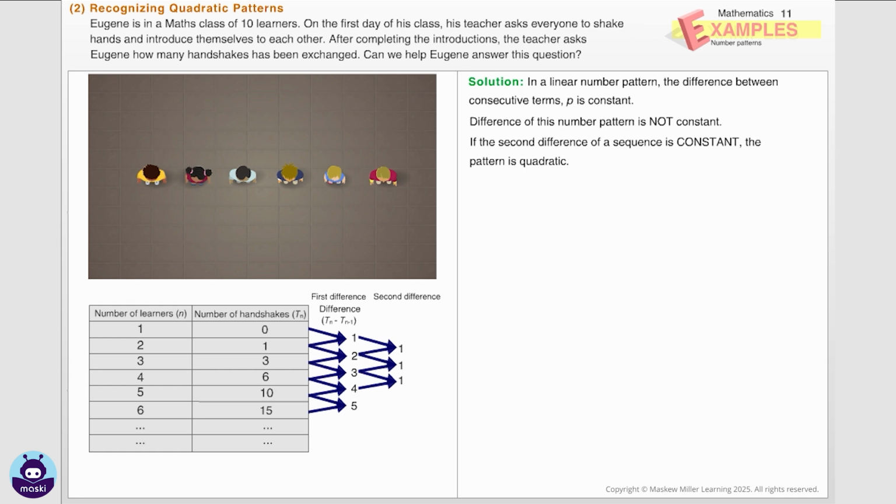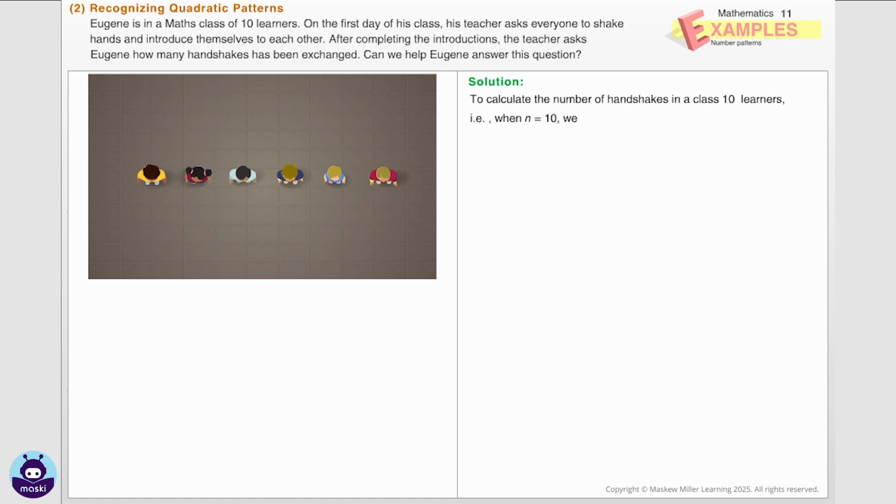If the second difference of a sequence is constant, the pattern is quadratic. This is the signature of a quadratic pattern. We know the first 6 terms of this number pattern. To calculate the number of handshakes in a class of 10 learners, that is, when n is equal to 10, we simply extend the pattern.